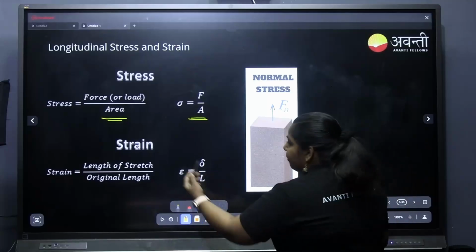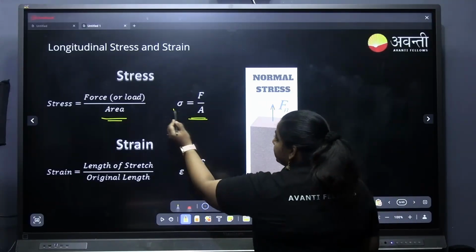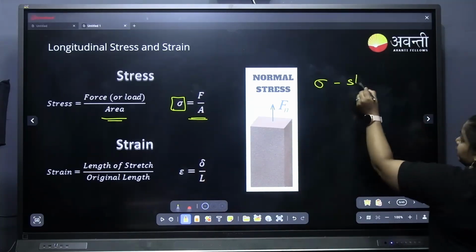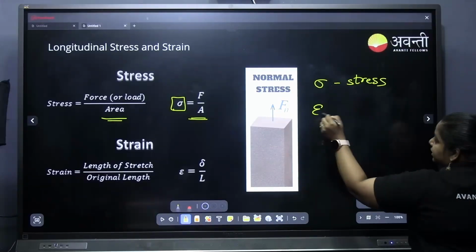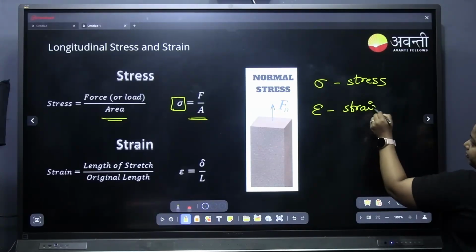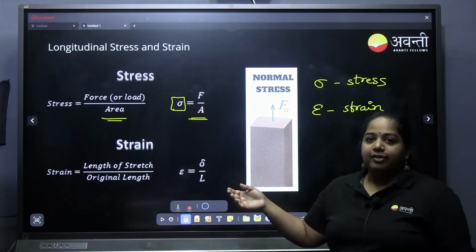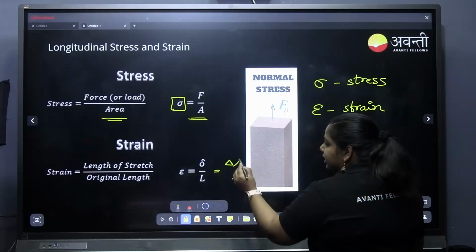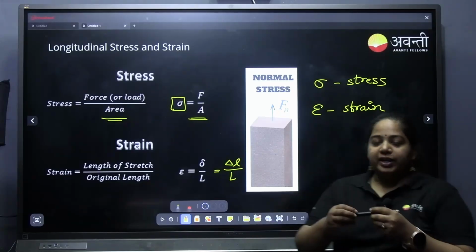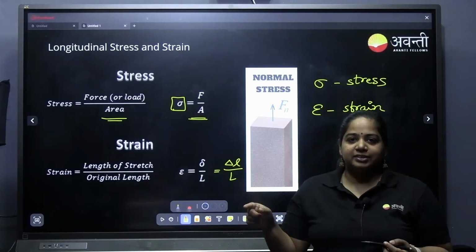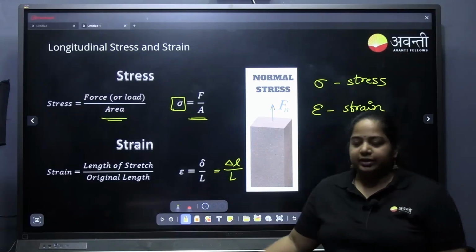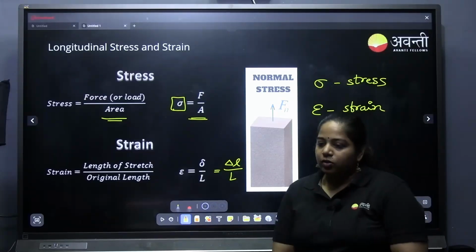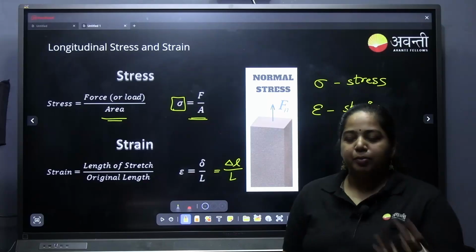Stress we generally represent using the Greek letter sigma, and epsilon is strain. Strain we can calculate by change in length divided by original length, so you can also write it as delta L by L. When elongation is happening, how much extra length is there divided by original length, that is longitudinal strain. I hope you guys understood this. Can we move to the next then?